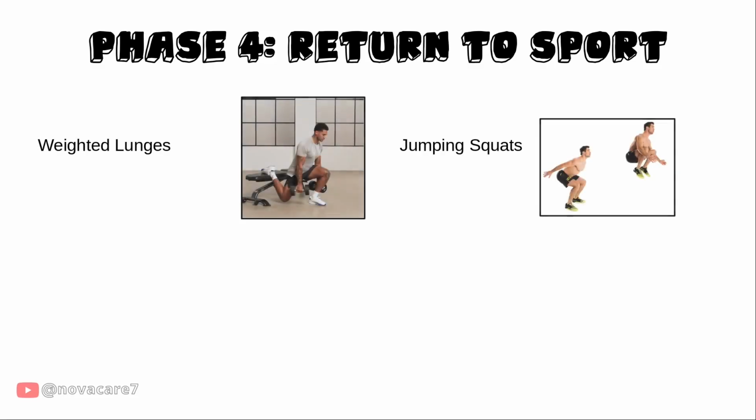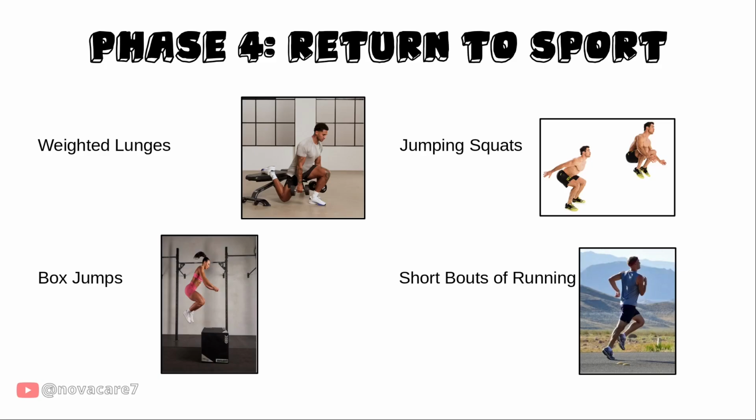So we have weighted lunges and jumping squats, and we have box jumps and short bouts of running, which we can introduce slowly by maybe 2, 3, 5 minute sessions and increase our capacity from there. So what about long-term activities?